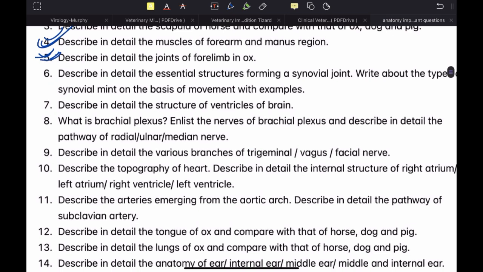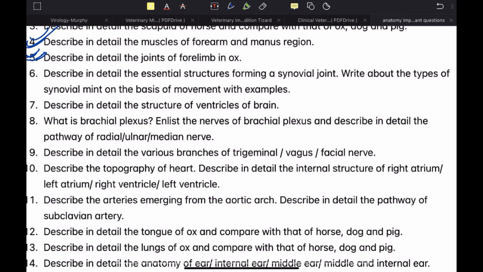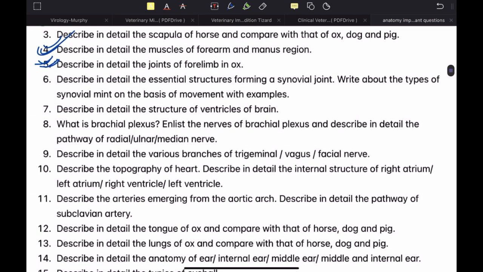Then describe in detail the essential structures forming a synovial joint. Write about the type of synovial joint on the basis of movement with examples. Okay, this is not meant, it is joint. Not so much important question, but I've still written here because sometimes they do ask and if you haven't studied it, then you cannot answer it properly. Okay.